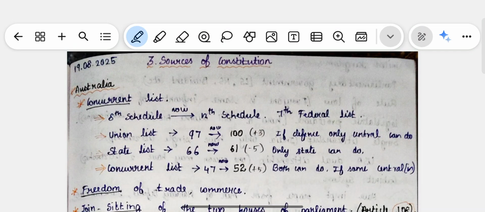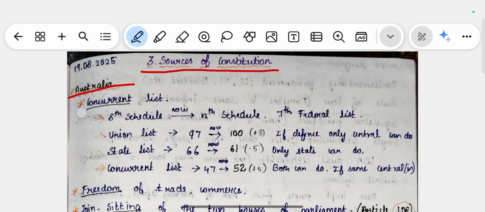Hi guys. So today we are going to see about the sources of the constitution, which means our Indian constitution is made up of getting a reference from many countries, and with that reference our constitution is made. And today we are going to see in which country what are the references that we got to make our constitution. So the first thing is from Australia.